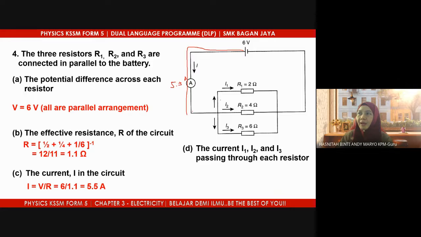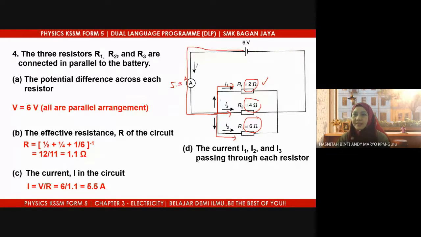Okay, it reads 5.5. And where does this 5.5 ampere go? It goes entering the first branch, entering the second branch and entering the third branch. So 5.5 will be divided unequally in these three branches. Why divided unequally? Because each has a different resistor. If the resistance is lower, is the current flow in that branch greater or lower? If the resistance is lower, more current flow or less current flow?